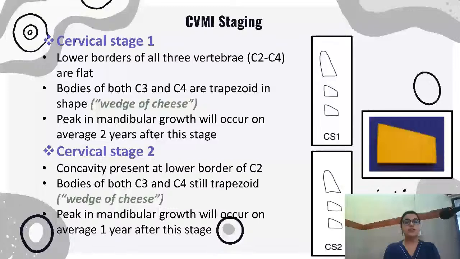Then CVMI stage 2: the concavity is present at the lower border of C2. The bodies of both C3 and C4 are still trapezoidal, resembling a wedge of cheese, and the peak of mandibular growth will occur on average 1 year after this stage.